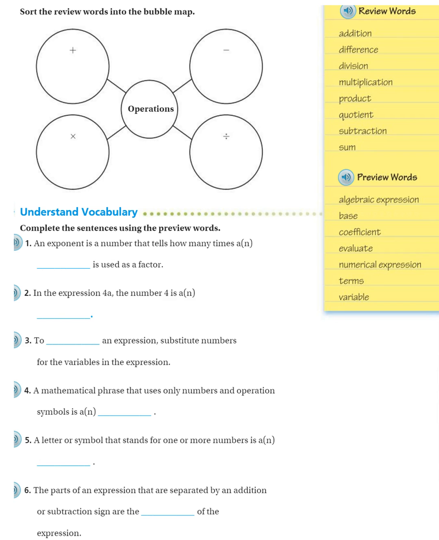So we have our little graphic organizer up here, our bubble map for our different operations and our different vocabulary terms. So addition is obviously going to go under the plus sign. Difference, that is the answer to a subtraction problem. Whenever we see difference, we are looking to subtract. Division is obviously a division. Multiplication obviously goes under the times sign.